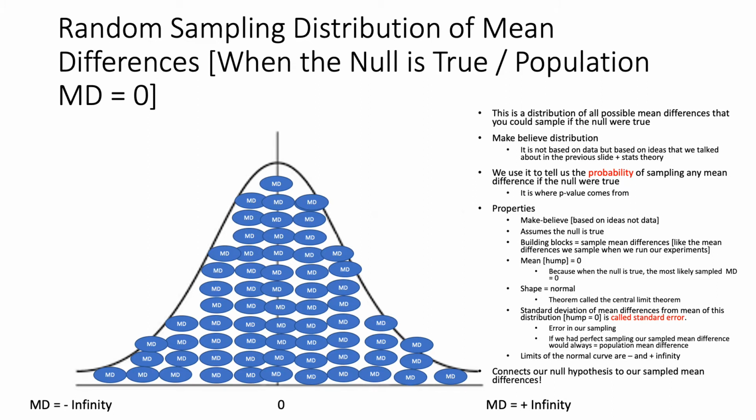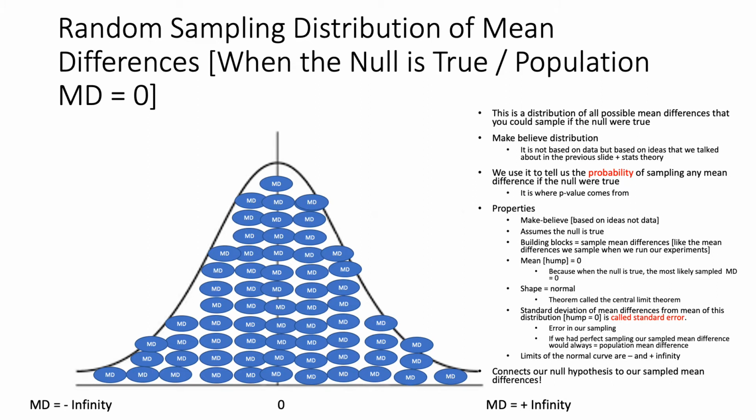This distribution has specific properties. So I just want to restate that it's a made-up distribution that assumes the null is true. So those are part of its properties. This distribution assumes the null is true, and it's made up. The building blocks of this distribution, the components, are actually sampled mean differences. And I want you to realize that, right? You can see them there in the ovals.